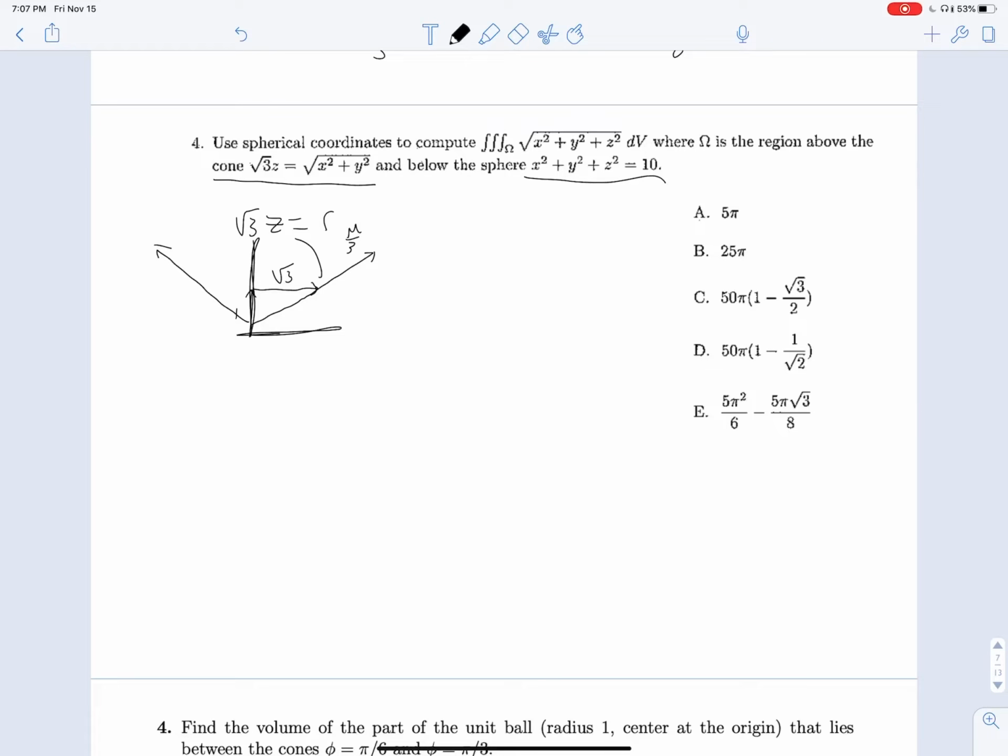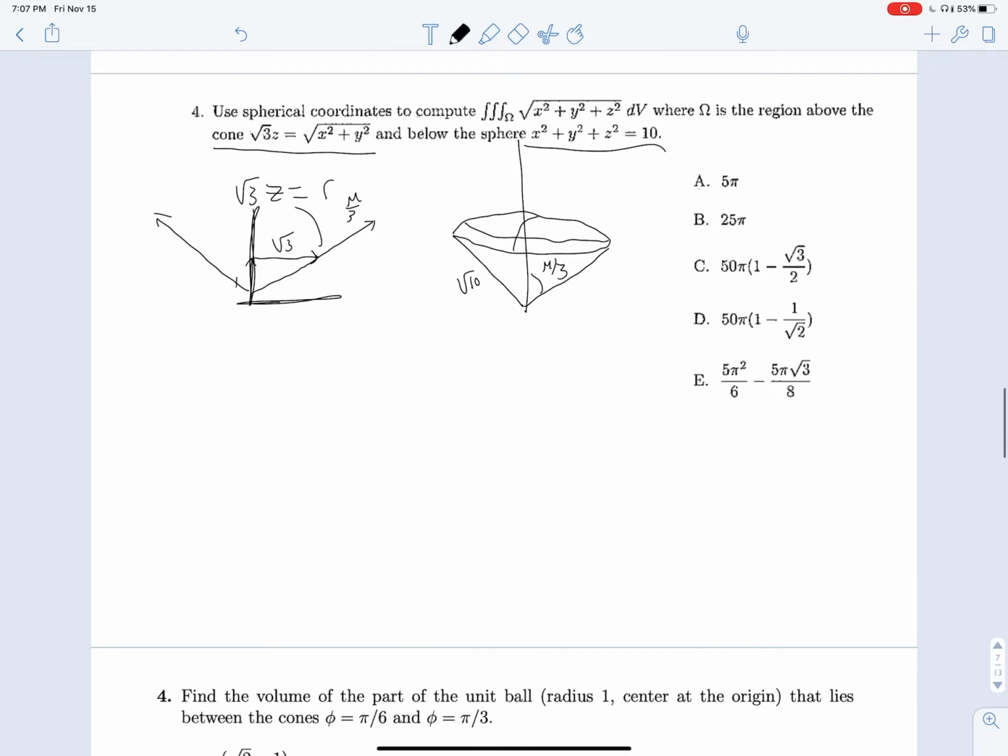If we draw this out, this entire shape is going to look something like, nope, it really won't look like that. But that's a good artist's rendering. So we have our angle of pi over 3 for phi and our radius of root 10, and we have enough to set this integral up.